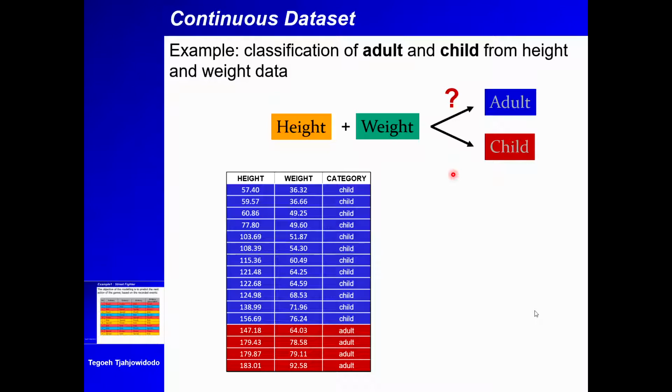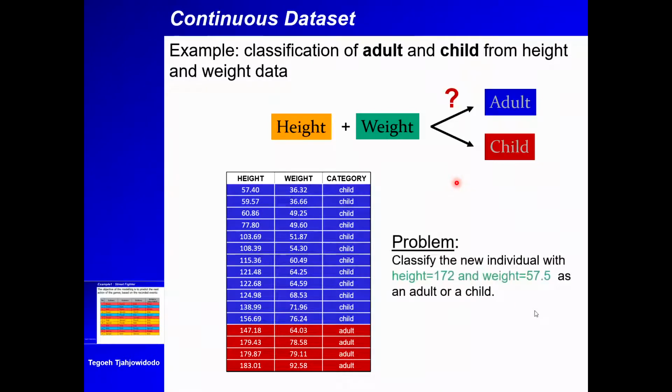Now the problem of this example is, based on these 16 samples, how do we classify a new individual? So apart from the 16 samples, let's say now I have a new individual where the height is 172 and the weight is 57.5. And then I need to classify whether he or she is an adult or a child based on these 16 samples. So the first thing, I have to develop a naive Bayes model based on these 16 samples. And then once the model is developed, we can classify the new individual.